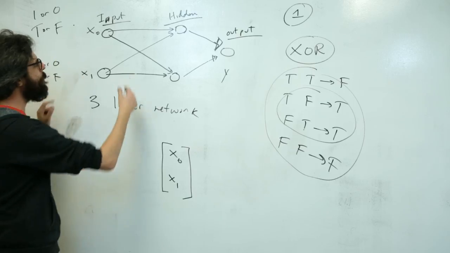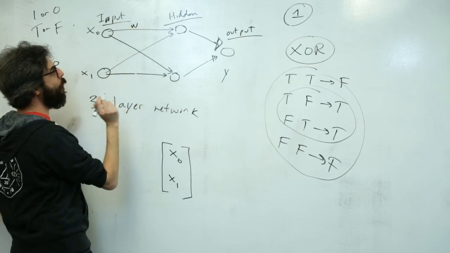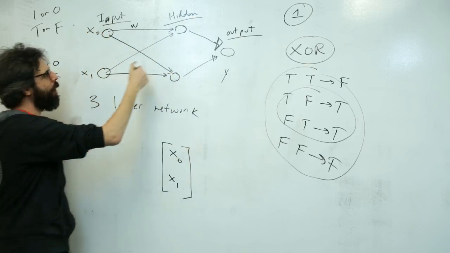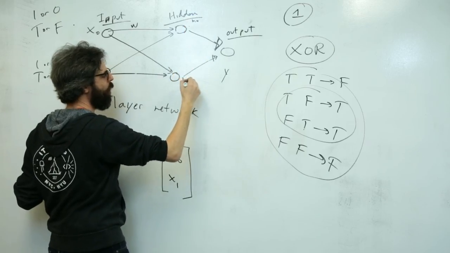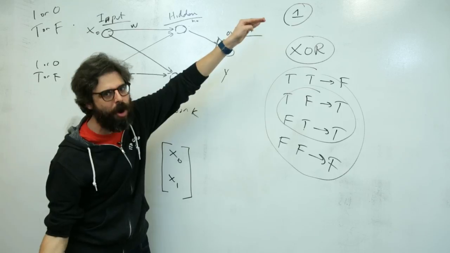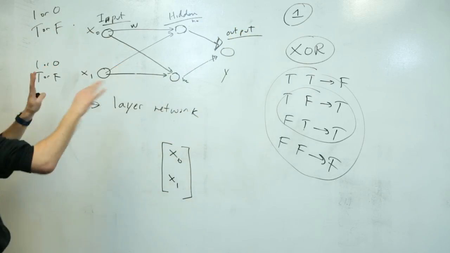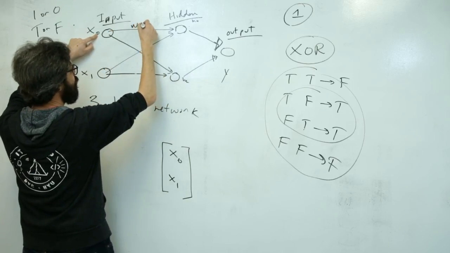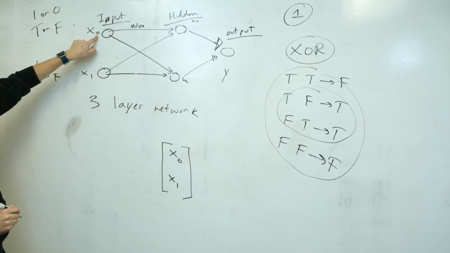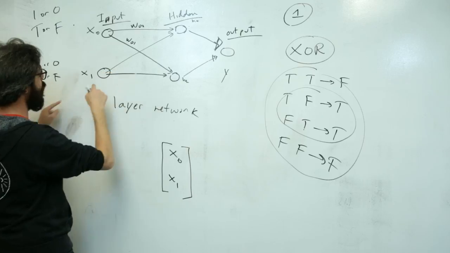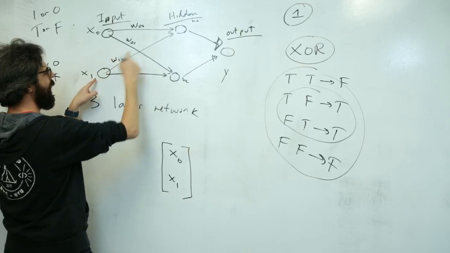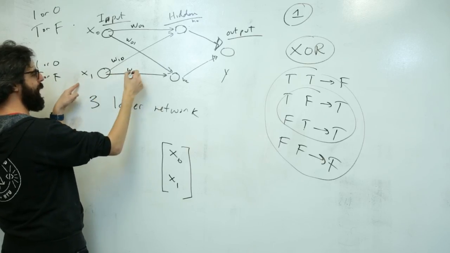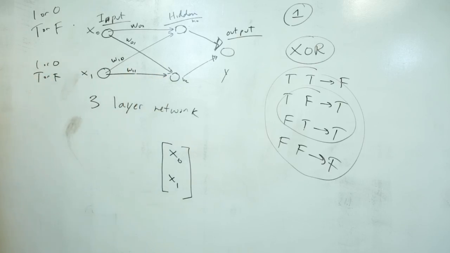Remember, these connections all have a weight. If we think of this as hidden zero, and this is x0, x1, maybe this is hidden one. The hidden layer can have a different number of neurons than the input layer, but we're doing a simple scenario here. This connection is between zero and zero. This one is between zero and one. This is a weight between one and zero, sorry, and this is a weight between input one and hidden neuron one. Now look at all these.